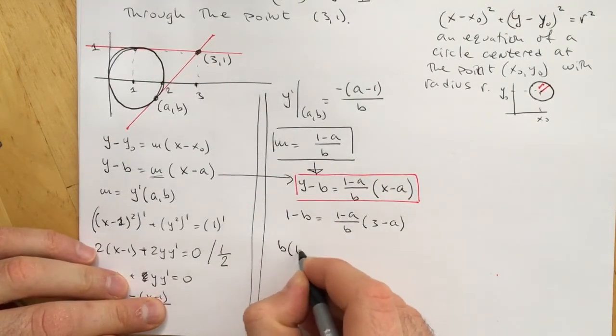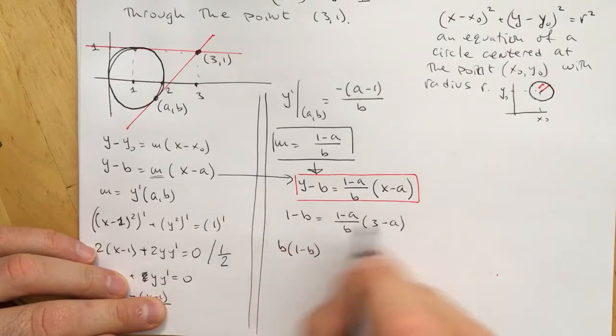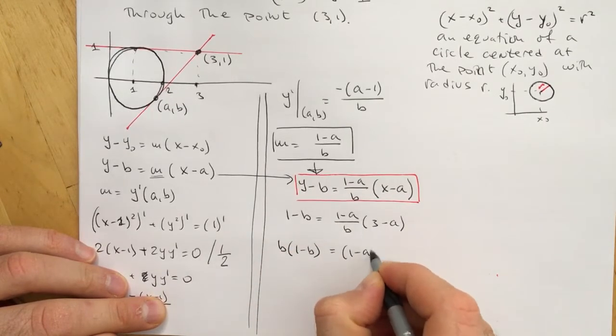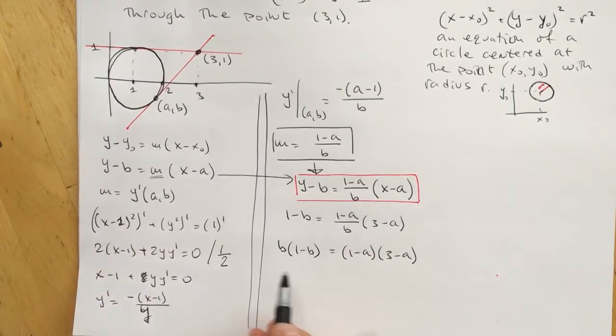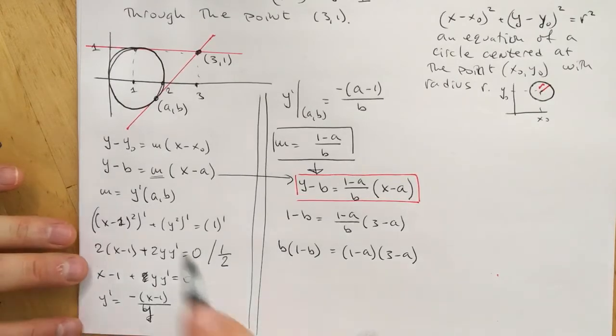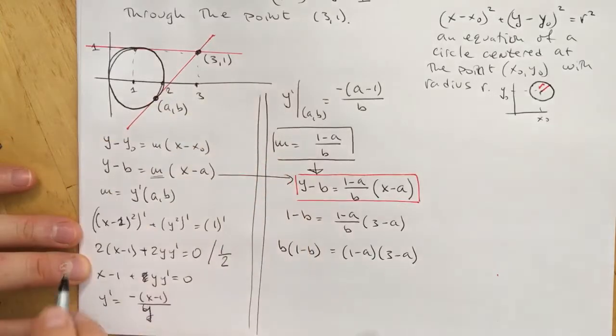This is b times 1 minus b, right? I'll multiply both sides by b, so b times 1 minus b is equal to 1 minus a times 3 minus a. So I have an equation with two unknowns. I cannot solve this equation because it has two unknowns. So I need to find another equation that involves a and b. So this is the whole idea, right? Where am I going to find that second equation? Well, look at this. What is the information that I haven't used?